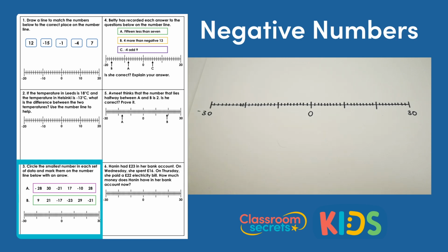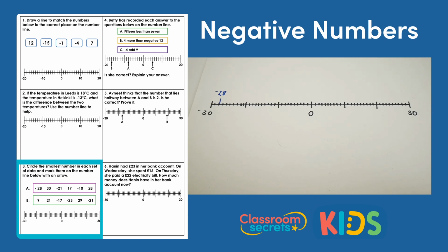If we were to plot negative 21 on our number line, it would be here. And negative 28 would be here. Negative 28 is further away from 0 than negative 21. So negative 28 is the smallest number from that set of data, and it would go there on our number line.